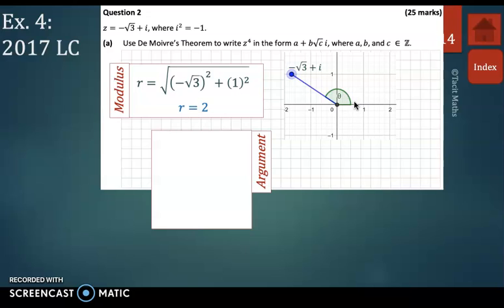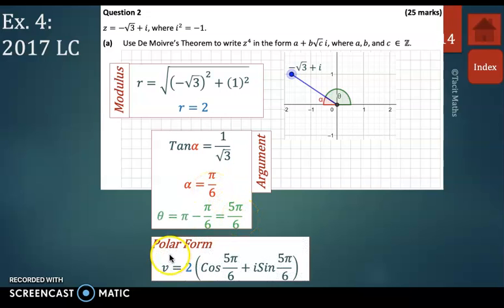Now, some people do different methods to find the argument. What I do is I find this angle first and then subtract it from 180 in this case. And again, I use radians. Okay, now you can use degrees as well. Obviously, that angle in there would be 30 degrees. So this angle must be 150 degrees, or pi minus pi over 6, which is 5 pi over 6.